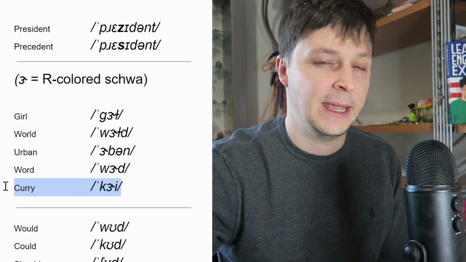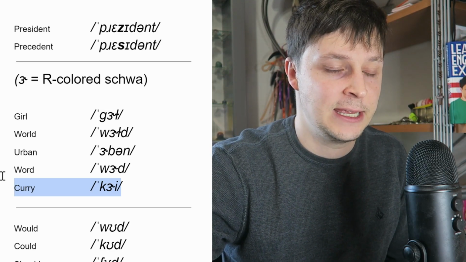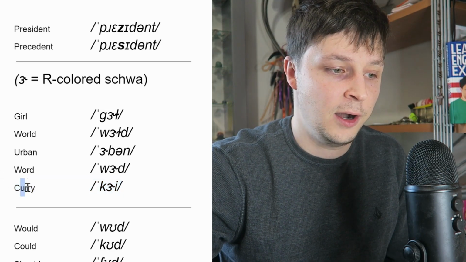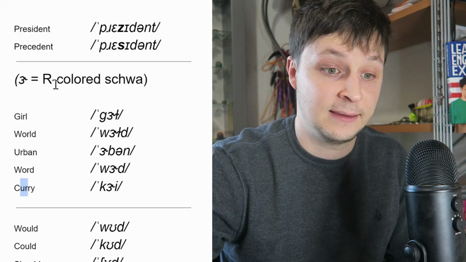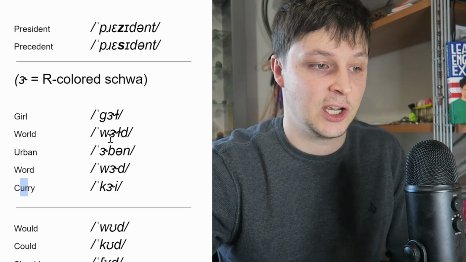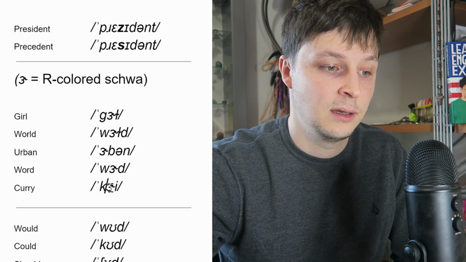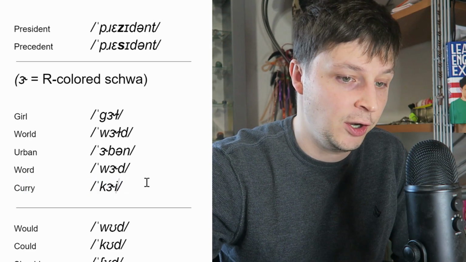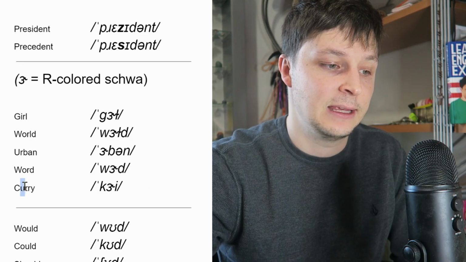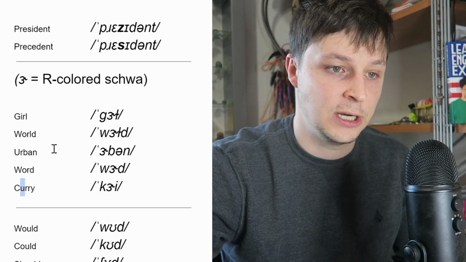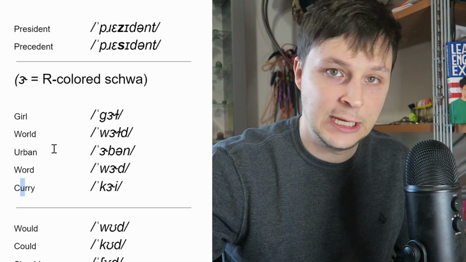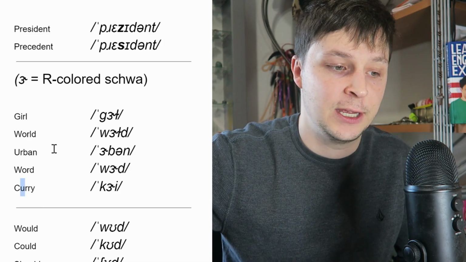Last example, in Italian, I think you guys say like carry. This UR is the same R colored schwa. So it's actually going to be curry. Curry, like this. Curry. And again, this U sound, you don't have to say like curry. I like curry. We just say I like curry.